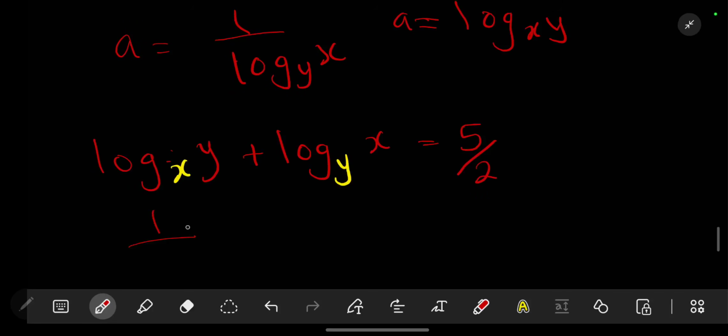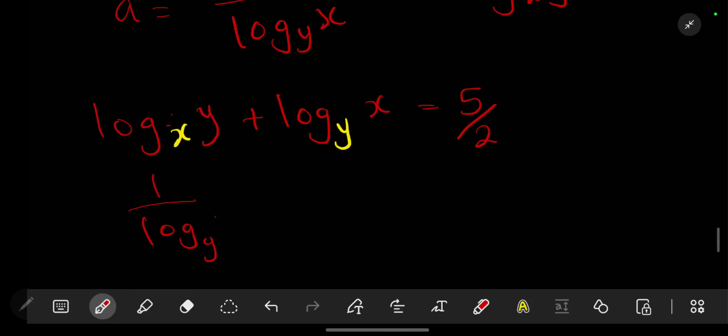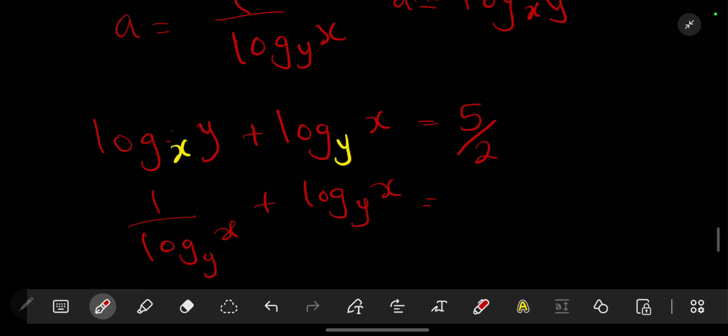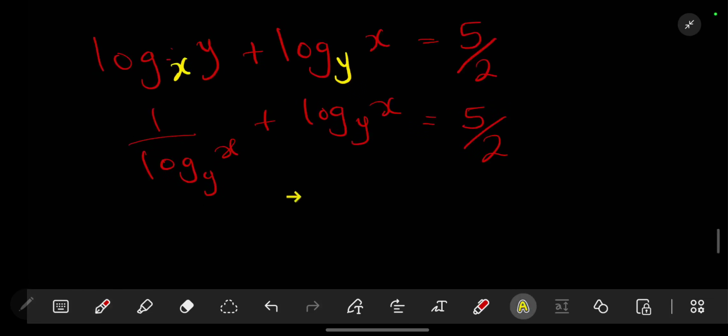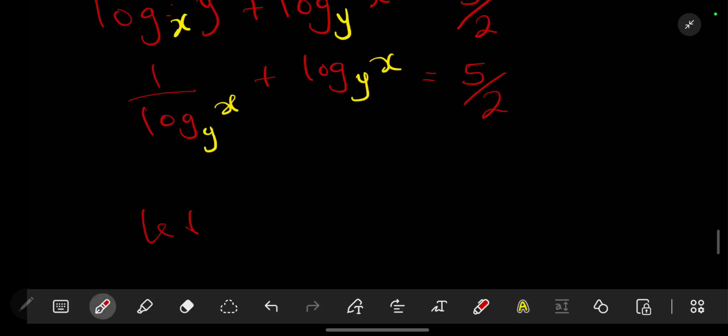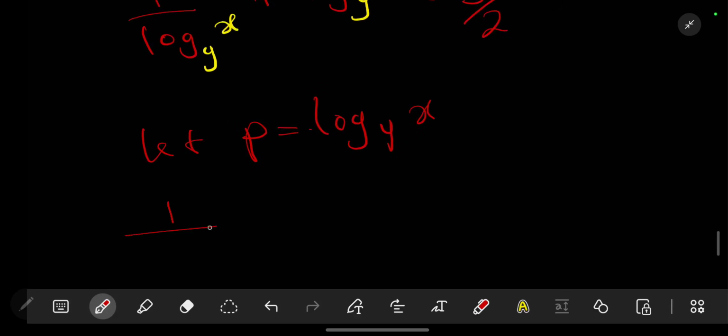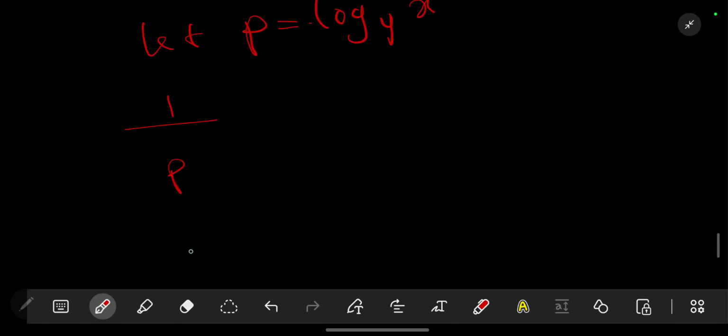We have 1 over the log of y base x, plus the log of y base x, should be equal to 5 over 2. Now as you can see, they both have y and they both have x. You can let any value, such as p, be equal to the log of y base x. If you want, you can multiply, but to avoid making a mistake from this stage, you can just equate like that. So it will be 1 over, where you see this, you put p.